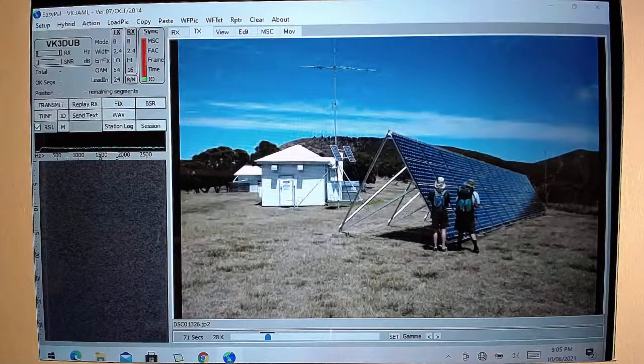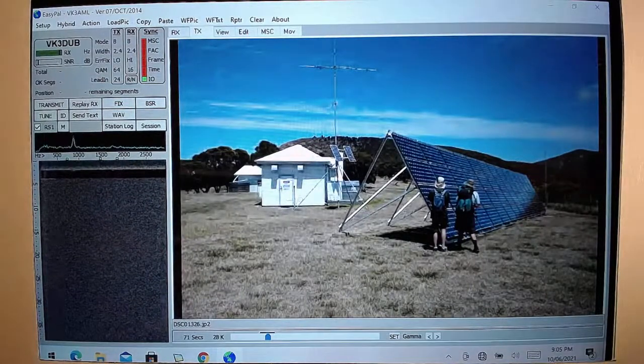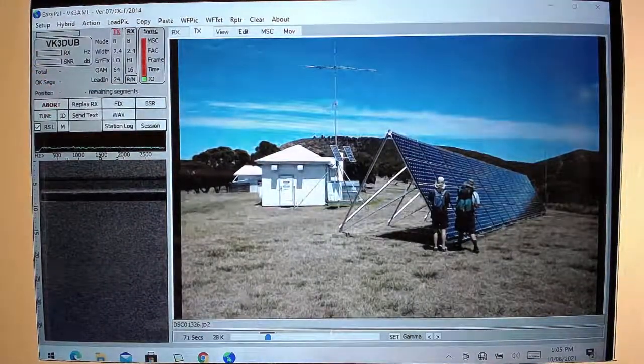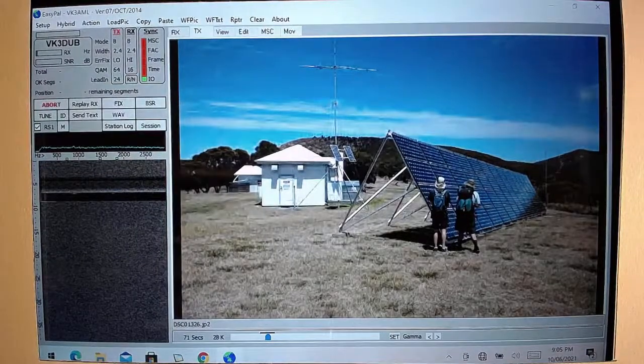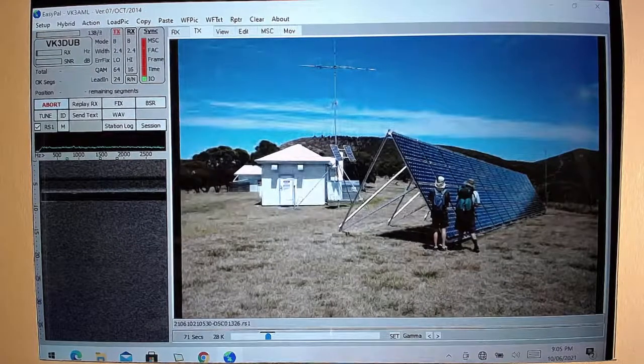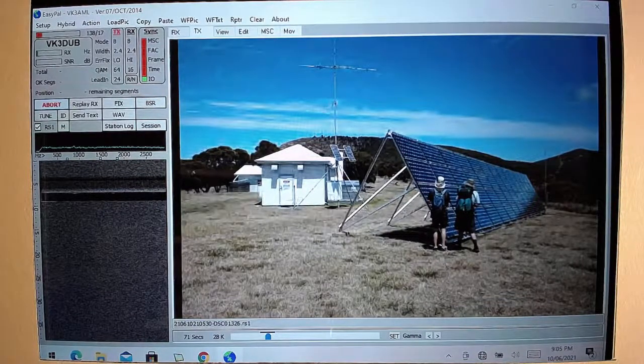VK3AML with an EasyPal pic on the repeater. And now we're transmitting, so I'll listen off the off-air monitor. Level may be a bit high, I'm not sure. The one person whose picture output I can't monitor is my own.